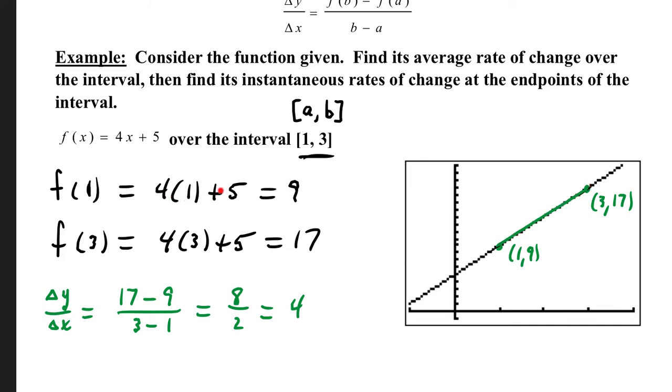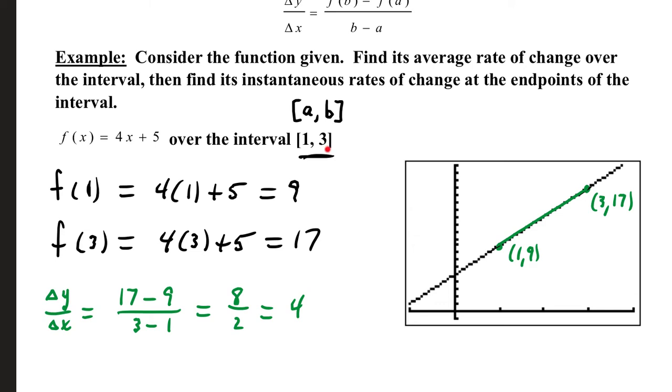4 times 1 plus 5. What I'm doing is putting in the first number from the interval into the original function. I get a 9. So if I put in a 1 and I get an answer of 9, that means the point (1, 9) is the beginning of the part we're investigating.